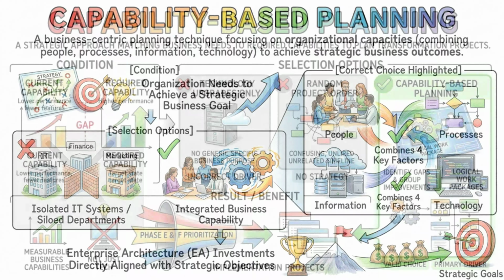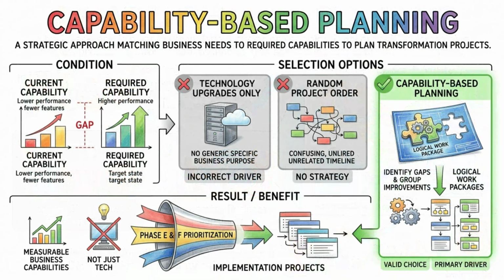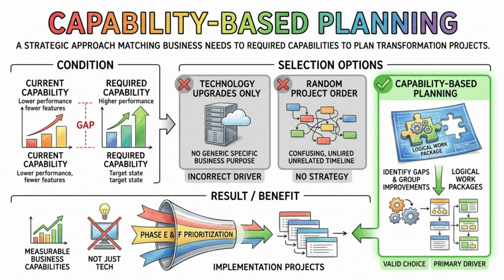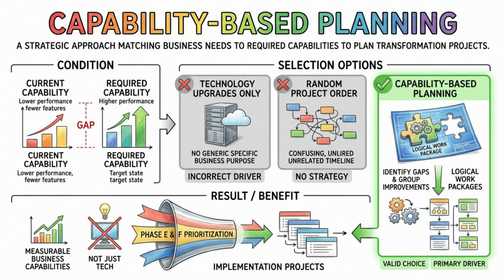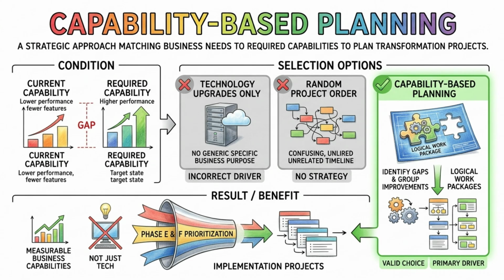By assessing current versus required capability levels, architects can identify capability gaps and group related improvements into logical work packages. This technique ensures that transformation projects focus on delivering measurable business capabilities rather than simply upgrading technology for its own sake. On the exam, capability-based planning is presented as the primary driver for prioritizing implementation projects in Phase E and Phase F.